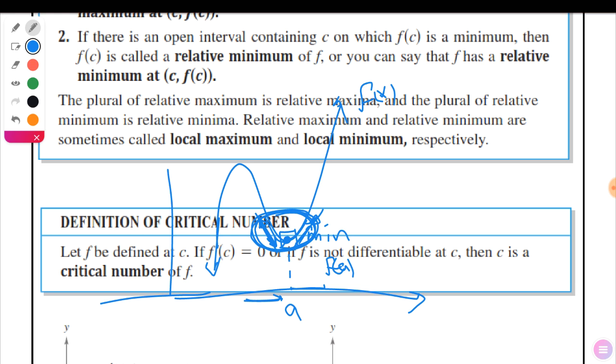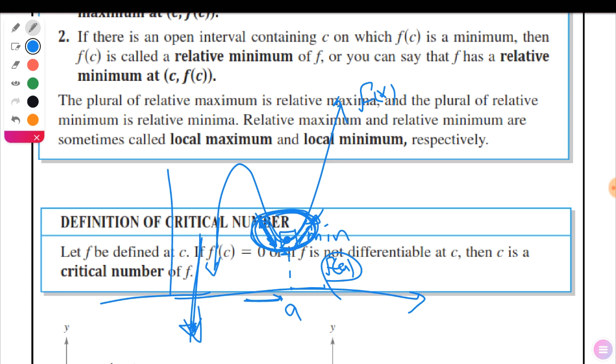And another way, what can I say about this point? I can't say it is an absolute minimum, because this function goes to negative infinity. The function has values less than f(a). Absolute minimum means the least value of the function, but f(a) here is not the least value of the function. The function has many values less than f(a). So what can I say it is?